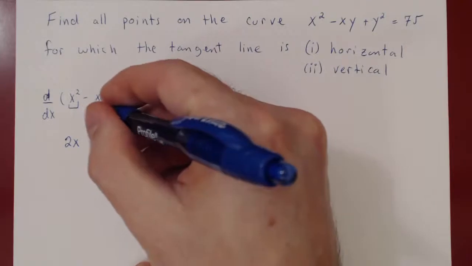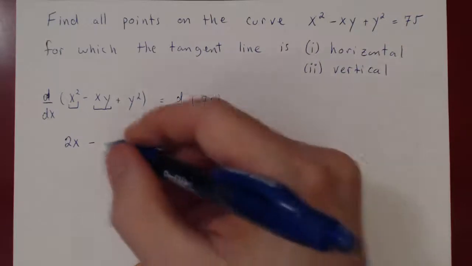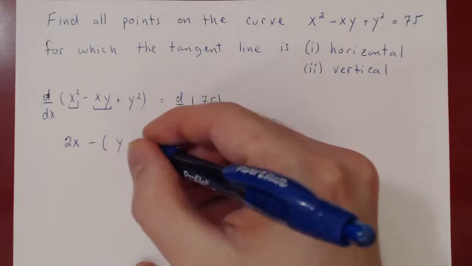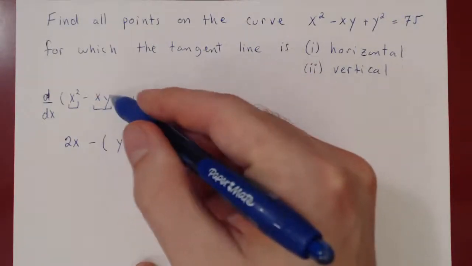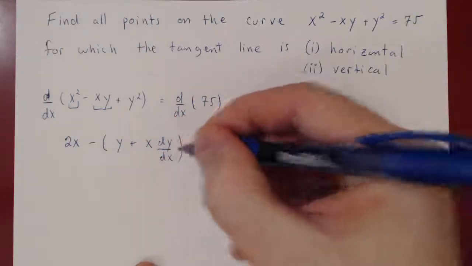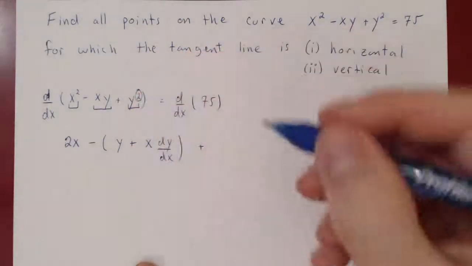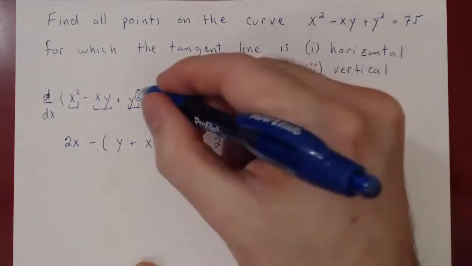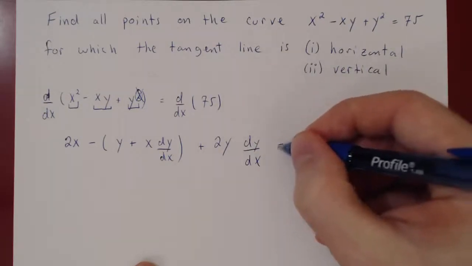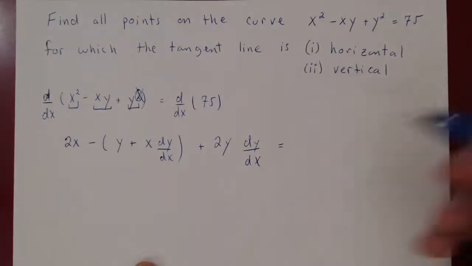minus, here we have to open our brackets because we have the derivative of a product of x times y. So we use the product rule. Derivative of x is 1 times y, plus x times the derivative of y with respect to x, so we get x dy over dx, plus the derivative now of y squared, chain rule, we get 2y times the derivative of y, dy over dx. That equals the derivative of the right-hand side. 75 is a constant, so its derivative is equal to 0.